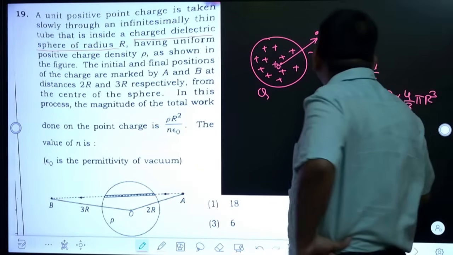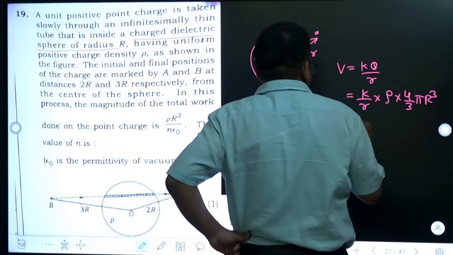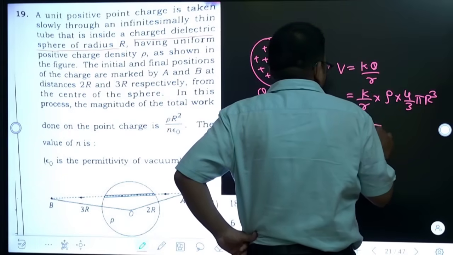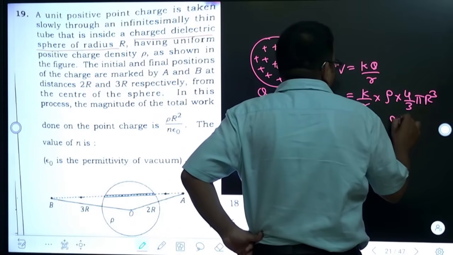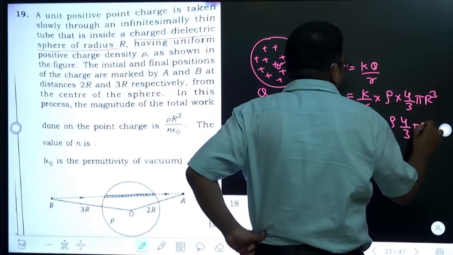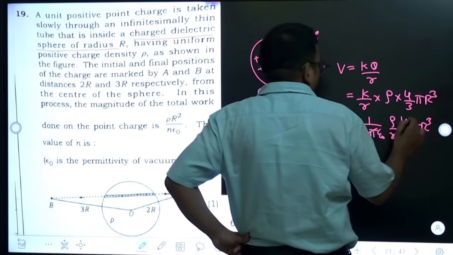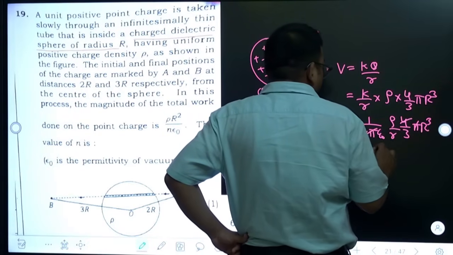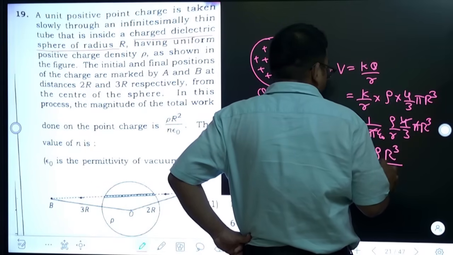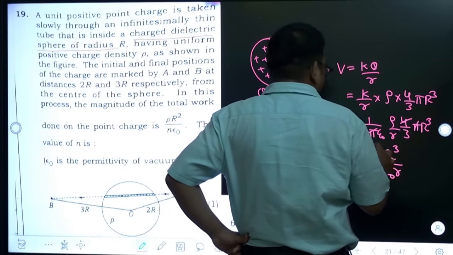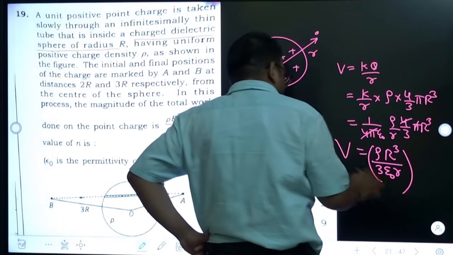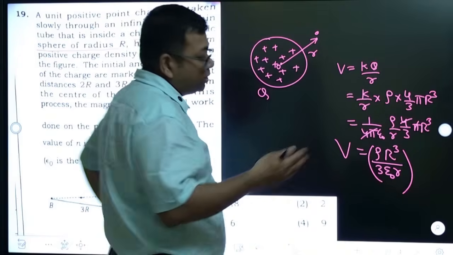Radius of the sphere is capital R. If you want, you can write k as 1 by 4 pi epsilon naught. So 1 by 4 pi epsilon naught, rho, 4 by 3 pi capital R cube, and small r. This 4 pi will get cancelled. So rho R cube by 3 epsilon naught r. This formula we can remember for potential. Small r is the point outside.